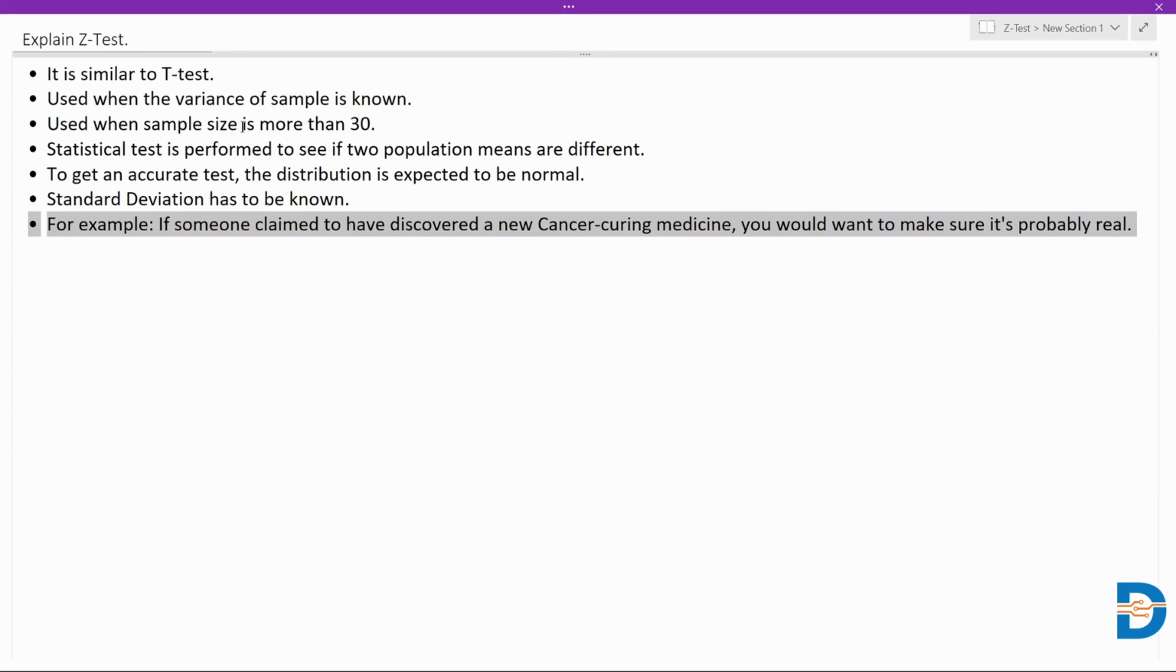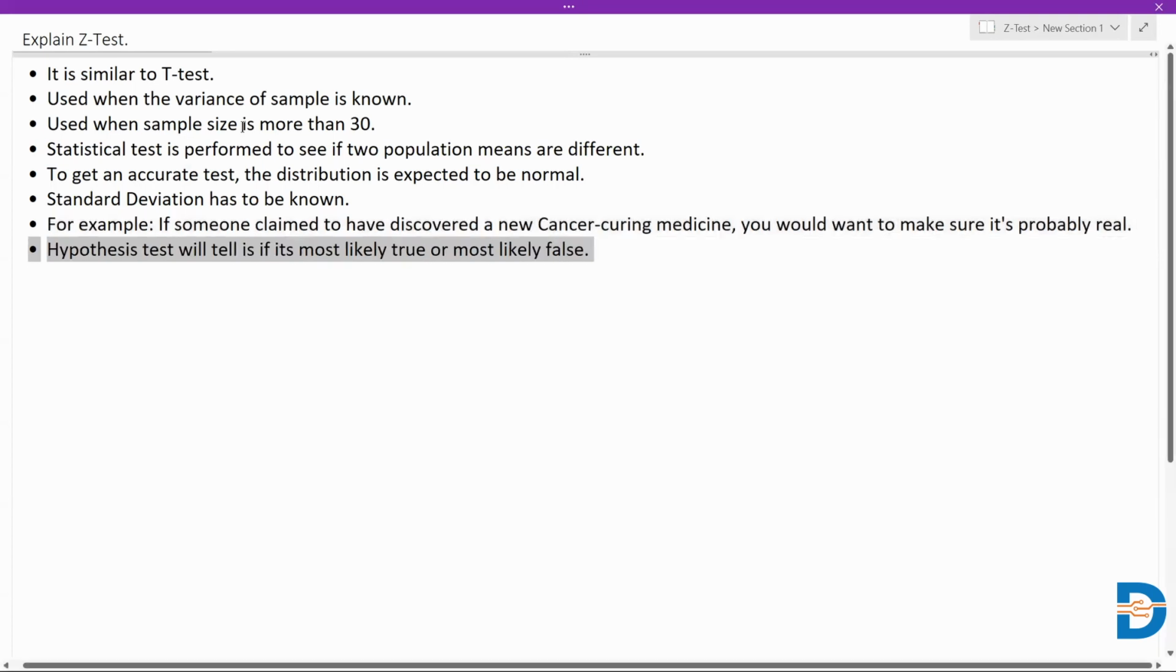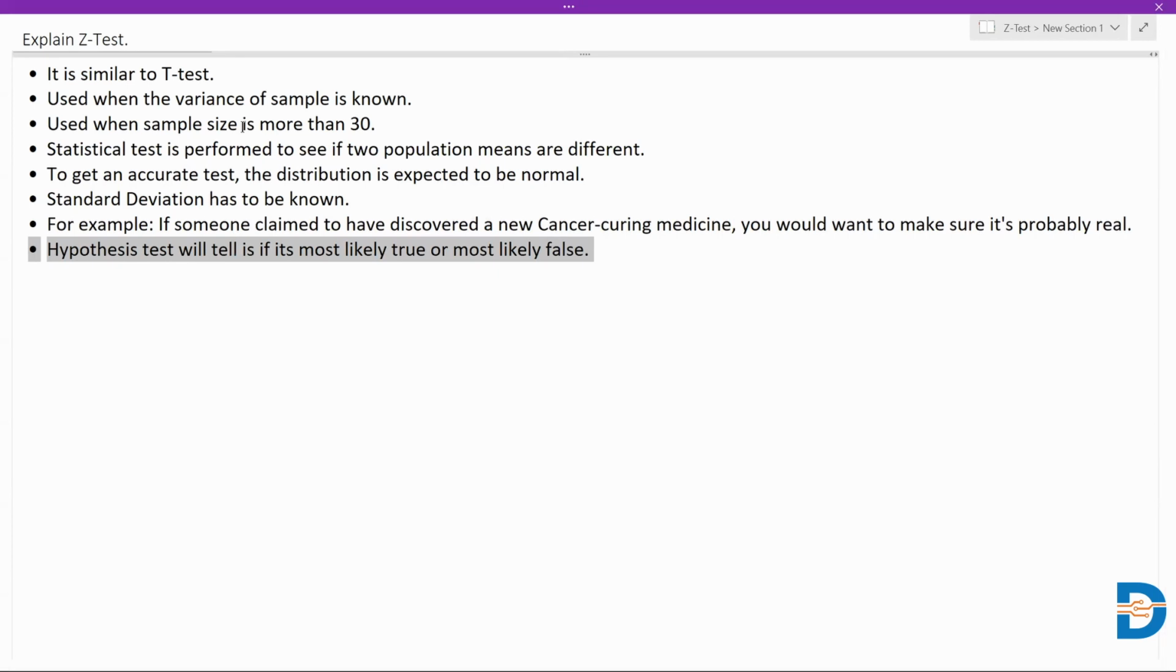So we would perform a simple Z-test, or we would apply this Z-test in hypothesis testing. Let's say in the hypothesis testing, the null hypothesis would be that what he has claimed about the cancer curing medicine is actually true. And the alternate would be that it's likely false. So we would use this Z-test in order to check the distribution, or we try to apply the theory.